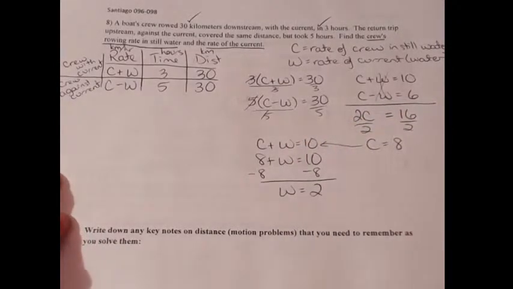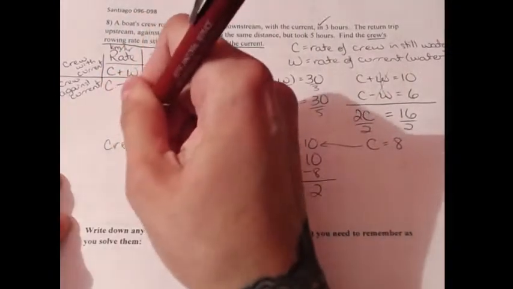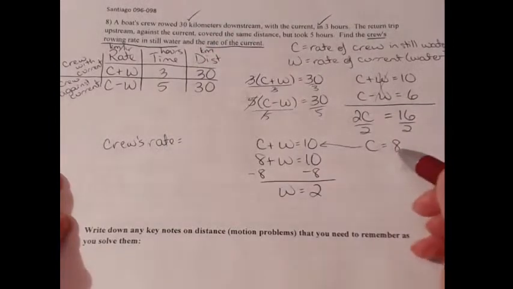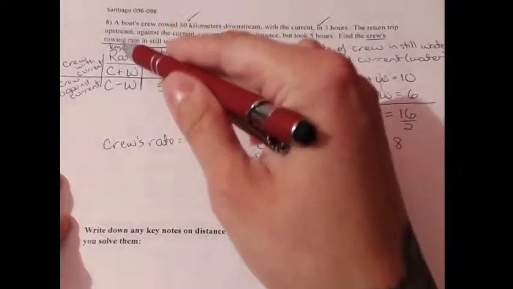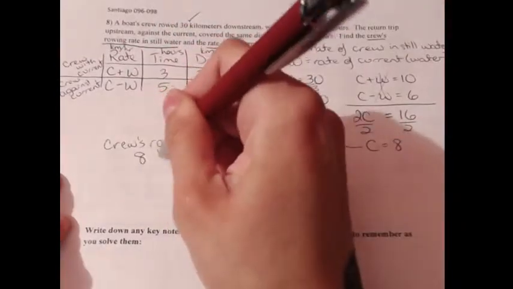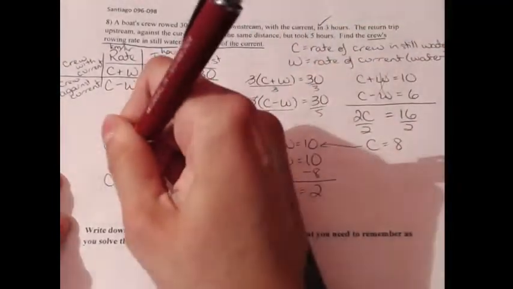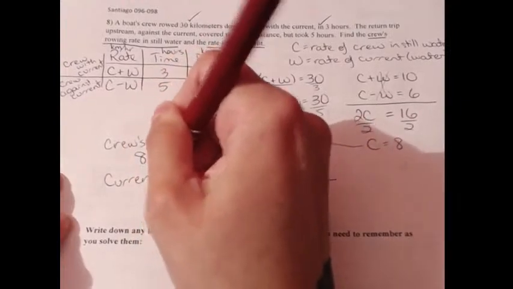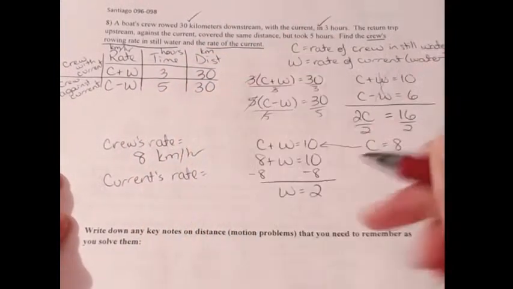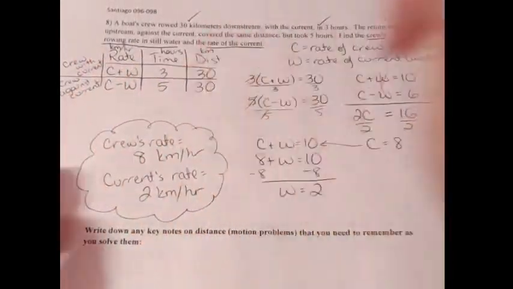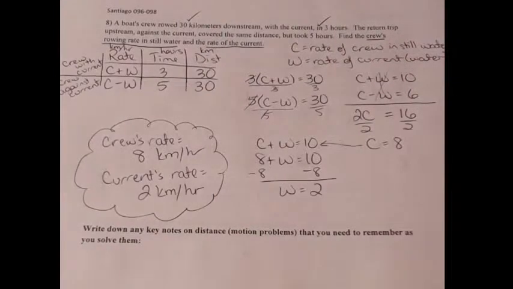So for our answer, we're going to say the crew's rate is 8 kilometers per hour. And then the rate of the current, so the current's rate, is going to be 2 kilometers per hour. Again, the water should not be faster than the crew. Otherwise, the crew is going nowhere.